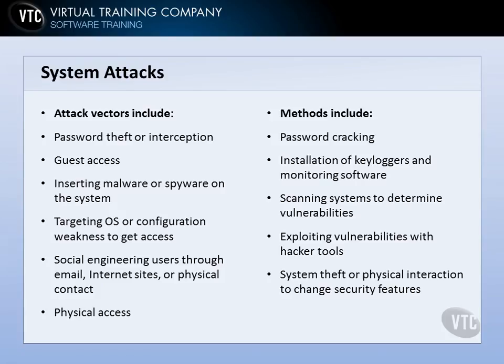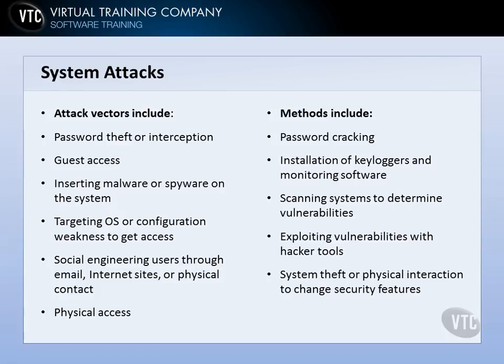Let's not forget about social engineering. Users are the weakest link in a system typically, so social engineering users through email, internet, or even physical contact and talking to them might be a good attack vector for a system. And let's not rule out physical access. We'll talk about that a little bit later, but physical access can be very important as well.